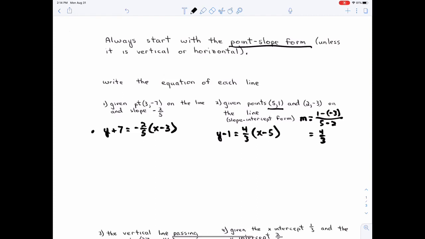Okay? Do we have the answer? Yes, that's a correct answer for the line. It's not the final answer, because notice I wanted you to write the slope-intercept form. So what makes the slope-intercept form the slope-intercept form? You get y by itself. Okay, no problem.